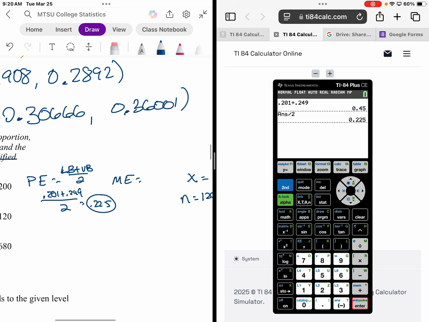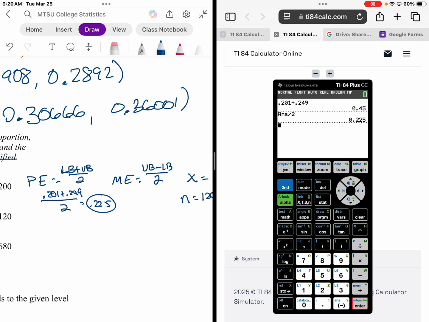My margin of error is actually just the difference between the two, divided by 2. Now, order matters in subtraction, so it's upper bound minus lower bound, divided by 2. That tells me what my margin of error is. Margin of error is the amount from the center, the point estimate, out to the outside edges. So I take my upper and lower bounds, subtract them, and divide by 2, and that tells me the margin of error.